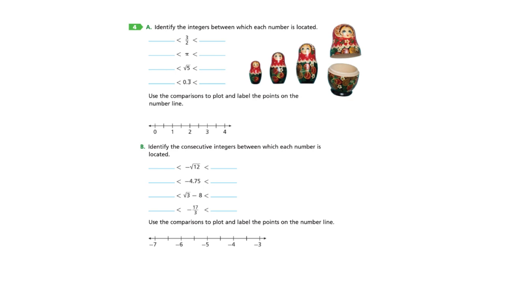So let's look at number 4. Identify the integers between which each number is located. So now what they're doing is they're giving you some numbers that are not whole numbers, they're ratios, or pi, which is actually an irrational number. So you have to think first about what does this equal, or what it's close to.